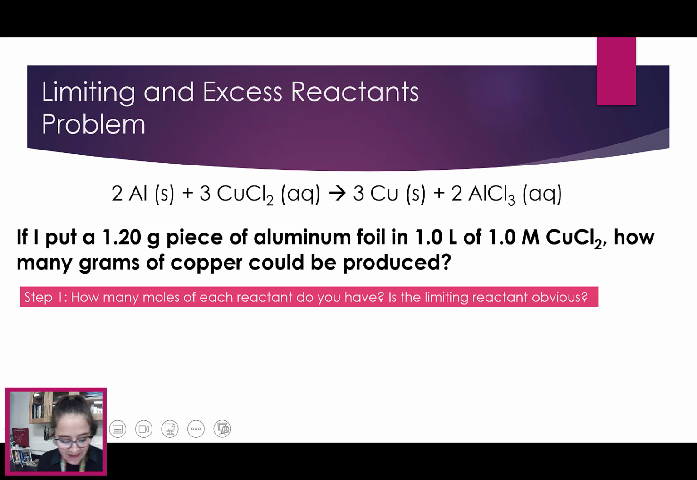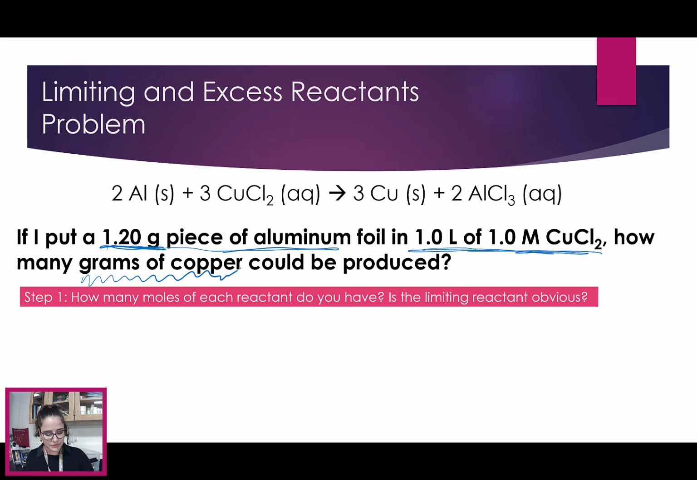So we have aluminum and copper chloride producing copper and aluminum chloride. This is that reaction we did at the beginning of the unit where you have a blue solution and you put the aluminum foil in it and it turns into a red solid. So it says if I put a 1.2 gram piece of aluminum foil in 1 liter of 1 molar copper chloride, how many grams of copper could be produced?